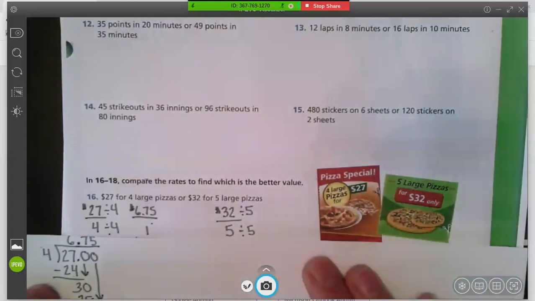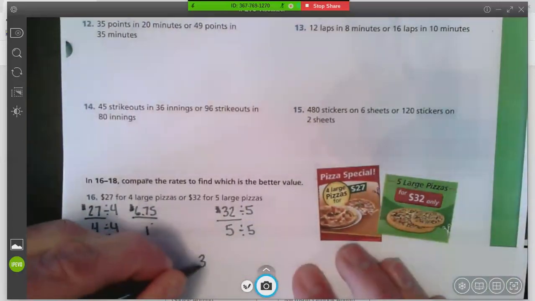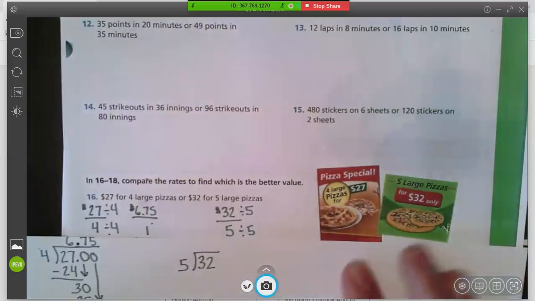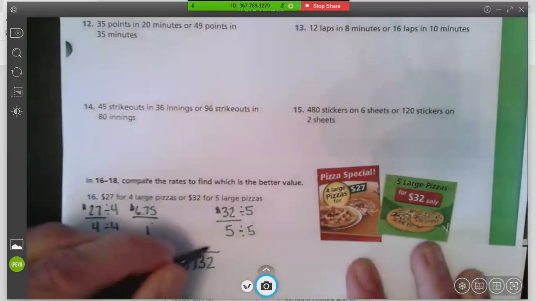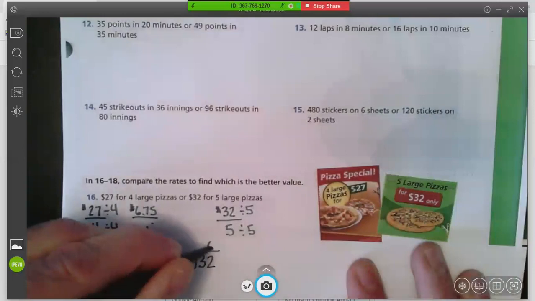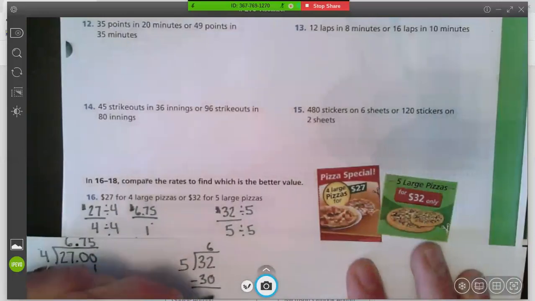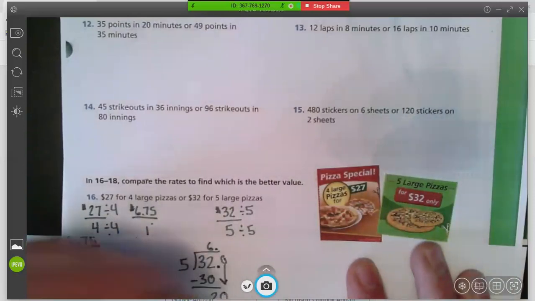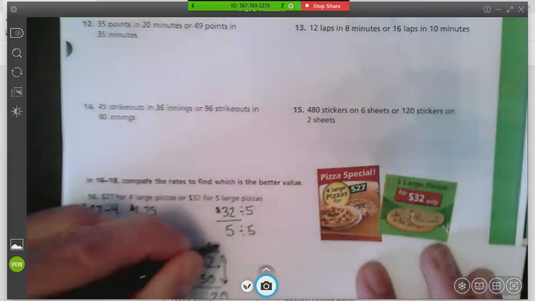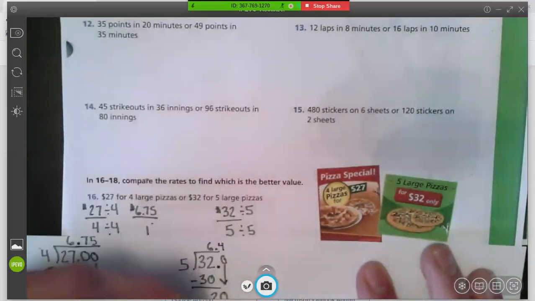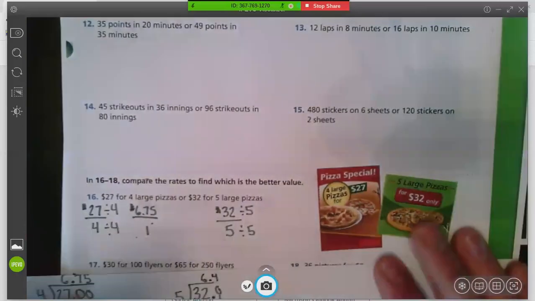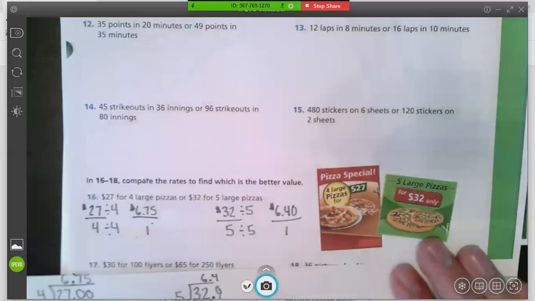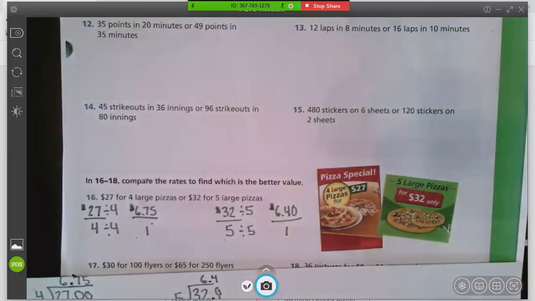Very good. Then what we're going to do here is go $32 divided by 5. How many times does 5 go into 32? 6. 6 times 5 is 30. That's 2. Put the decimal point there. Bring this down. How many times does 5 go into 20? 4. So this is $6.40. Okay, so what's the better value there, boys and girls?